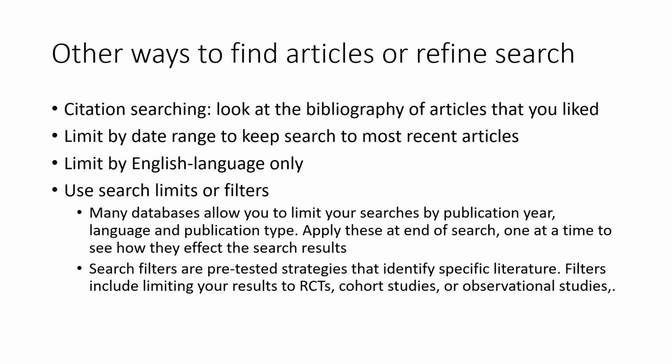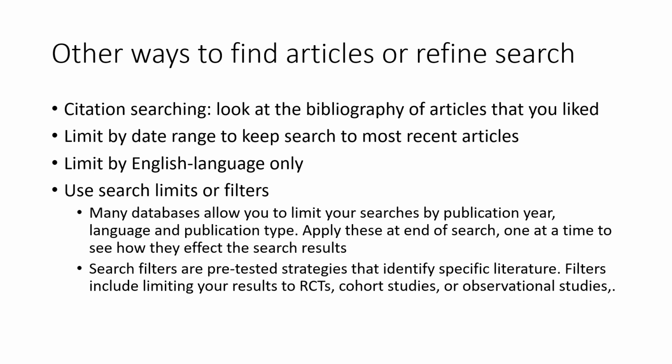Another way to find articles or refine your search is citation searching. If you find an article that you really like, look at its references and go pull up those articles, because obviously the author of that article that you found useful also found those articles useful. So it can be a great way to find primary literature, especially if you're looking at a review article, to figure out some new sources.